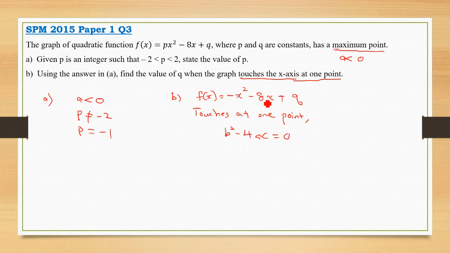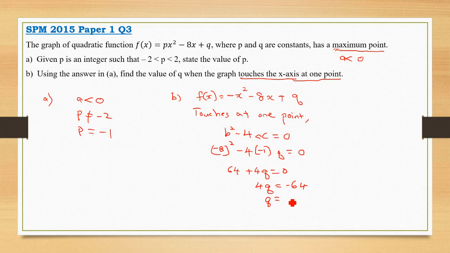So what is your A, B, C here? Your A is -1, B is -8, and C is Q. So put it in: -8 squared minus 4 times -1 times Q equals 0. Let's solve this. What we have is 64 plus 4Q, so your 4Q is -64. This is not an inequality sign, so there is no change in sign. It's an equal sign. So from here you get your Q is -16.